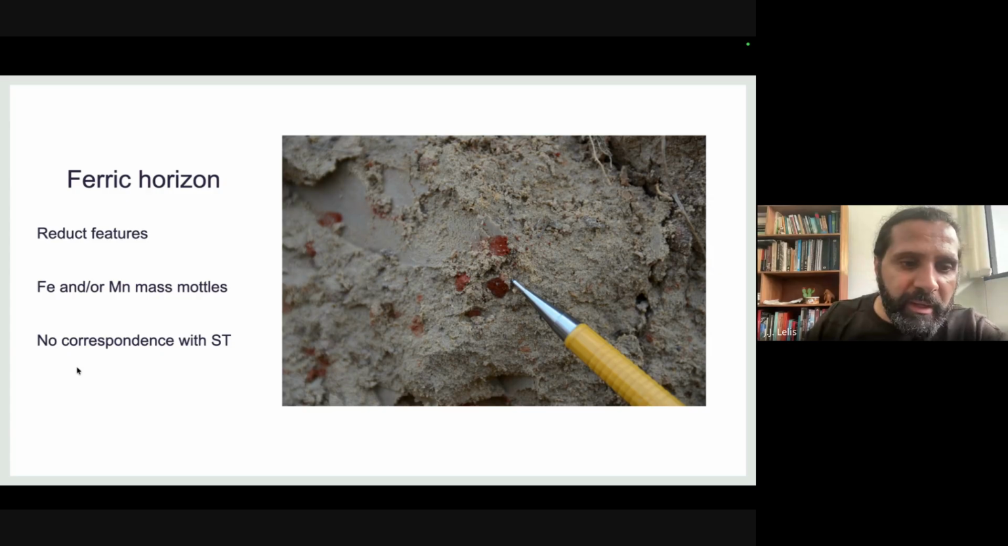Okay, we don't have any correspondence of the ferric horizon with soil taxonomy. So we don't have this kind of horizon in soil taxonomy. They just don't classify it. The pisoplinthic, the petroplinthic and the plinthic horizons, all of them, we call oxic horizon in soil taxonomy. So three horizons are composing only one in soil taxonomy that we call oxic horizon. In the case of the ferric horizon, we don't have it. Okay?